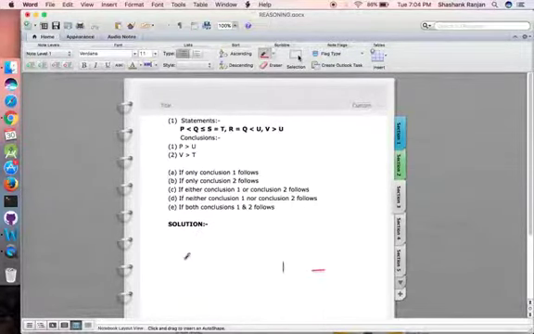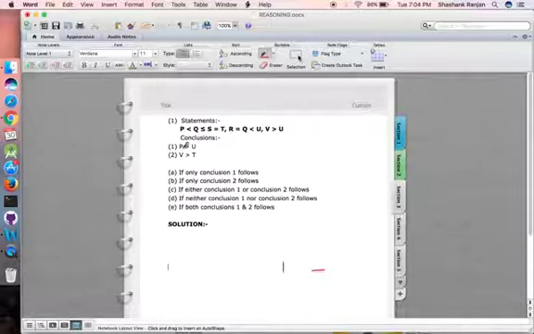So moving to the question, what's the question given. The first conclusion says that P is greater than U, and the second conclusion is saying that V is greater than T. So for solving, there are two ways we can solve this question. First is the traditional method, and second is the quicker method, or we can say the shortcut method.